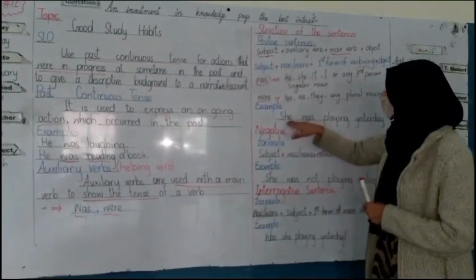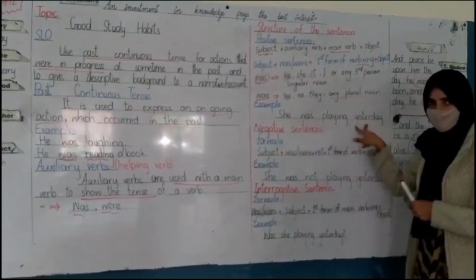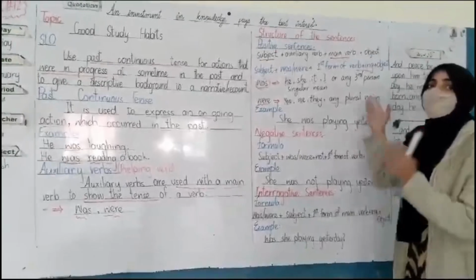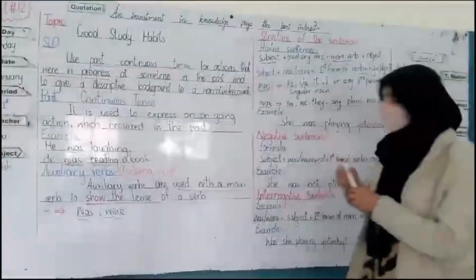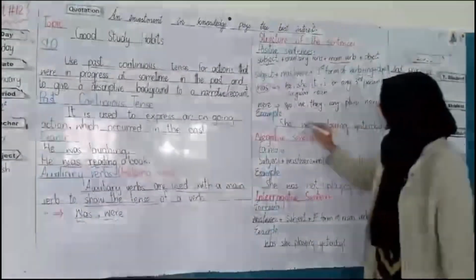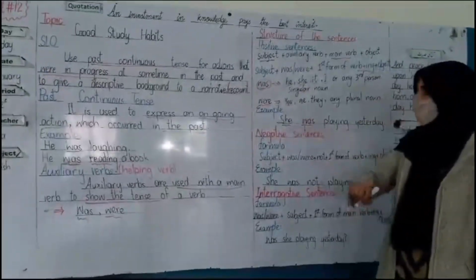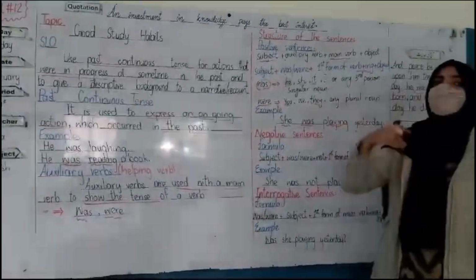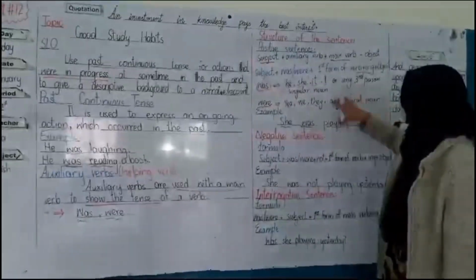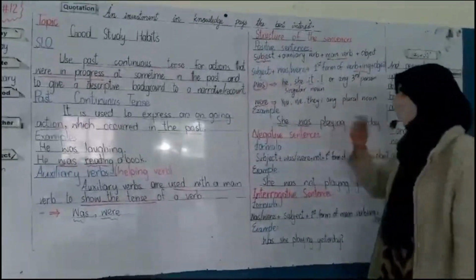For example, she was playing yesterday. When she was playing? Yesterday. This action is still in progress. Here, was is auxiliary verb, she is our subject, playing is the participle form of the verb, and yesterday is adverb.